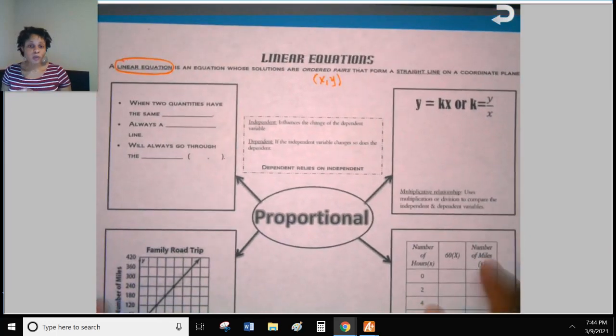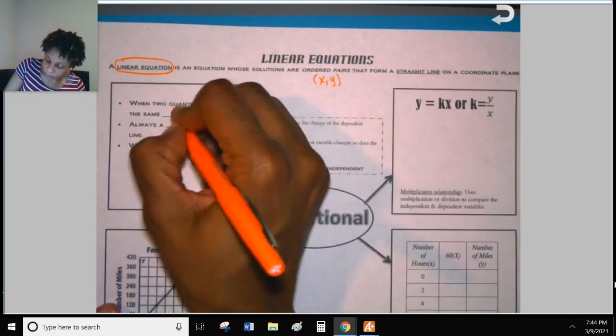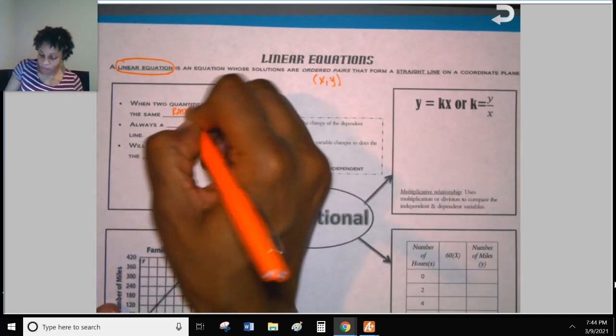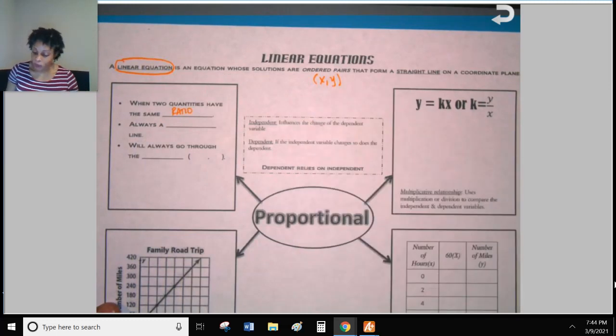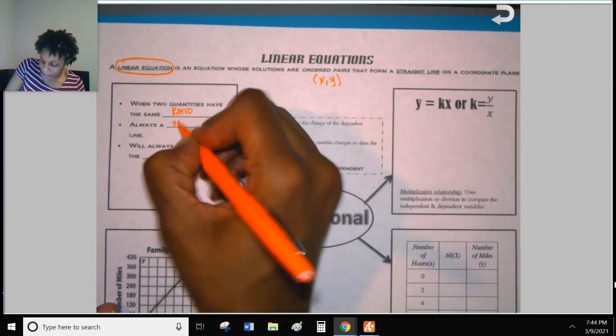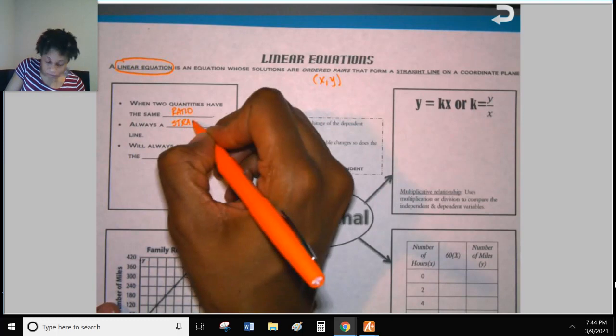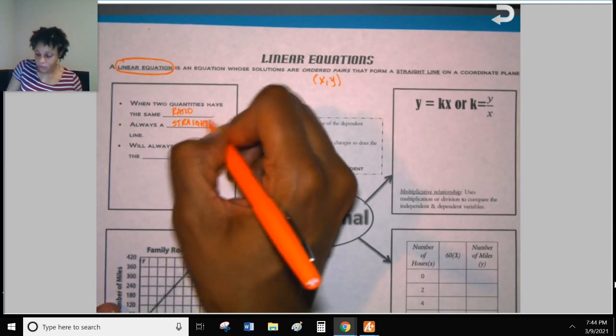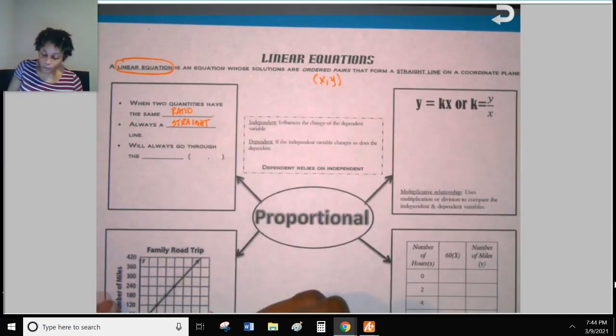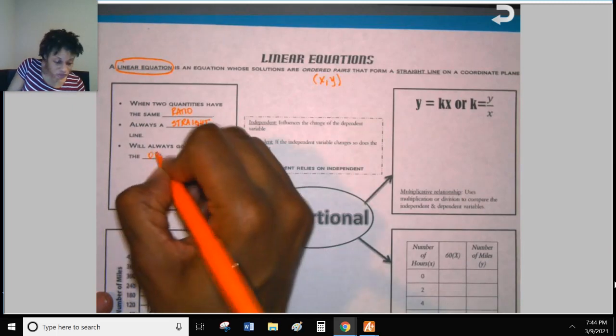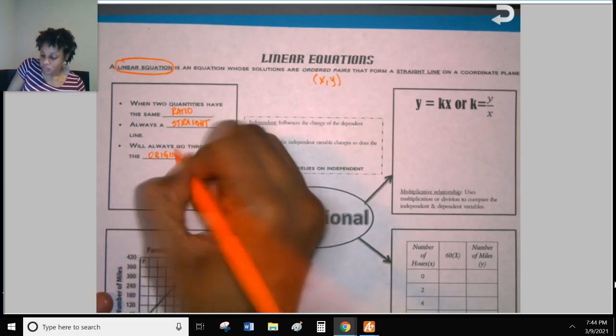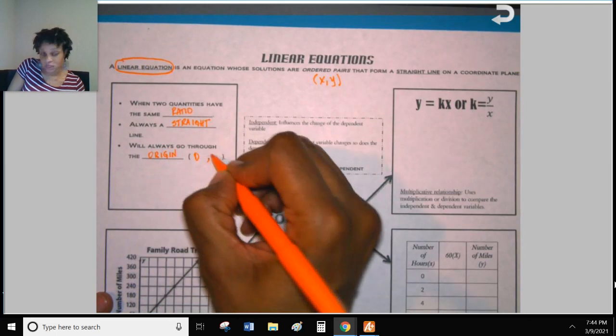So we're going to start by talking about proportional relationships, okay? When two quantities have the same ratio, they're proportional. A proportional relationship always has a straight line. They will always go through the origin. A proportional relationship will always go through the origin, and we know the origin is 0, 0.